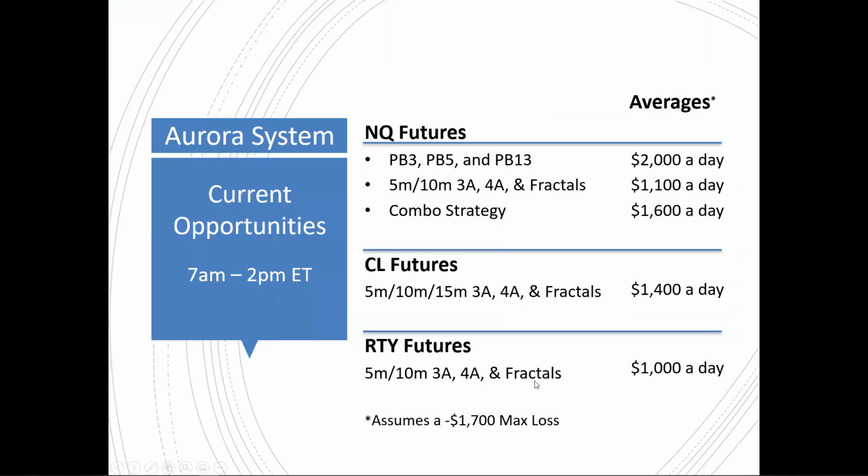And then our normal averages on NQ, the PB3s, PB5s, I think this is PB35s, excuse me, and PB13s average $2,000 a day. And then the A strategies, 5 and 10 minutes, 3 A's, 4 A's, and fractals average $1,100 a day. And then our combo strategy, this is new.